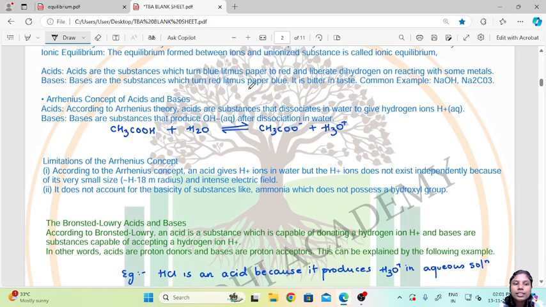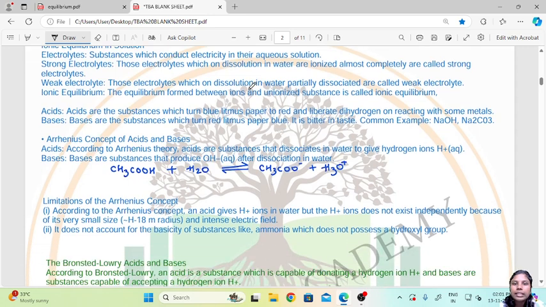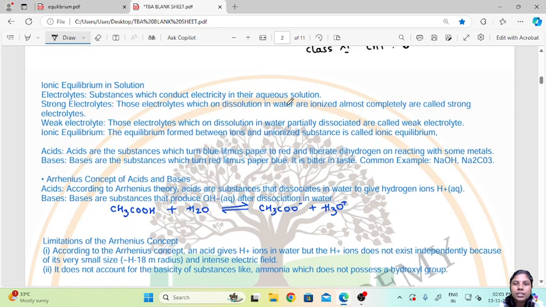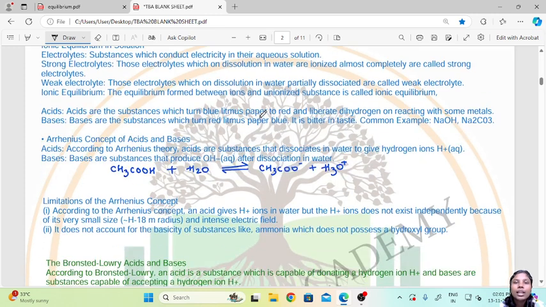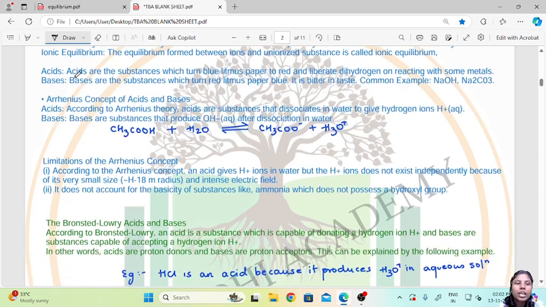Now further, let's talk about what acids, bases and salts are, and on what basis we differentiate which one is an acid, which one is a base, and so on. Acids are substances which turn blue litmus paper red. This we have already learned in our lower classes, and also that they liberate dihydrogen on reacting with some metals.